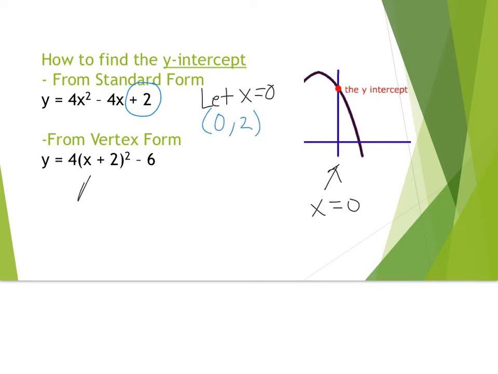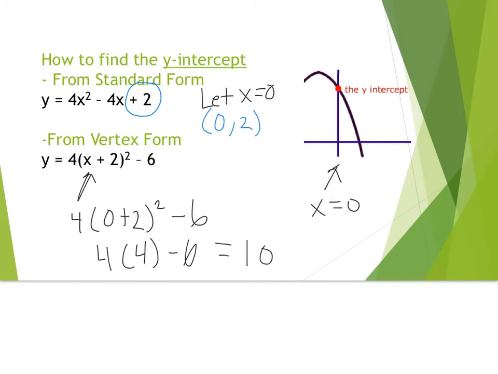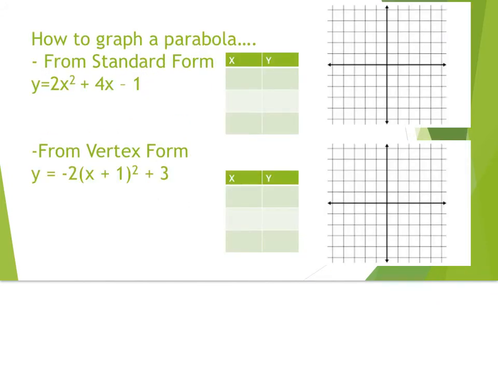But in vertex form, you're going to plug in 0 for x, so you get 4 times 4 minus 6, which is 16 minus 6, which is 10. So the y-intercept for this function is (0, 10). A common mistake is to write that the y-intercept is negative 6. This is not true. This is the y-coordinate of the vertex in vertex form, which is not the y-intercept.